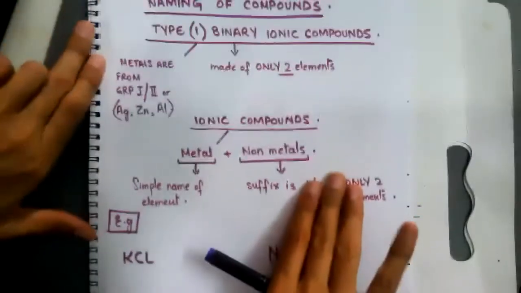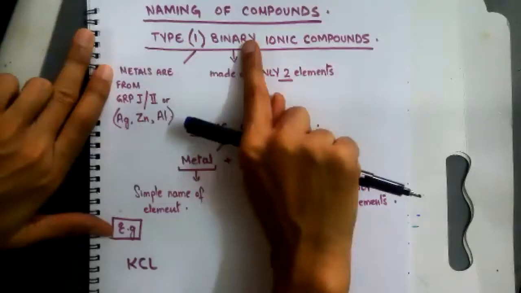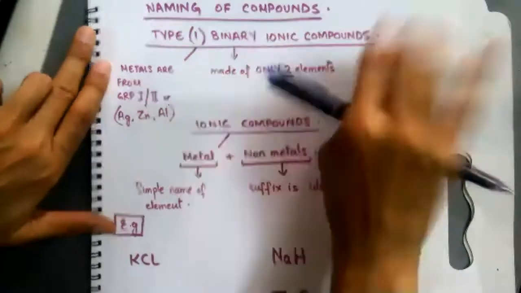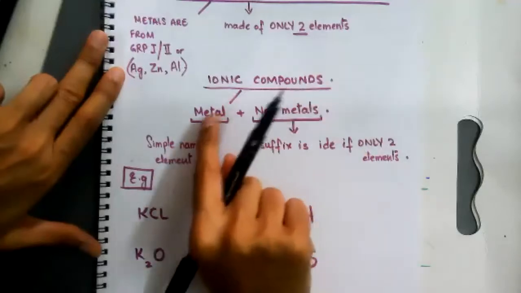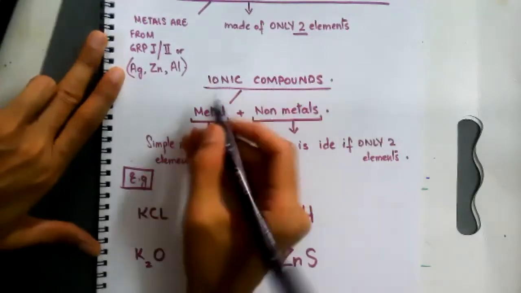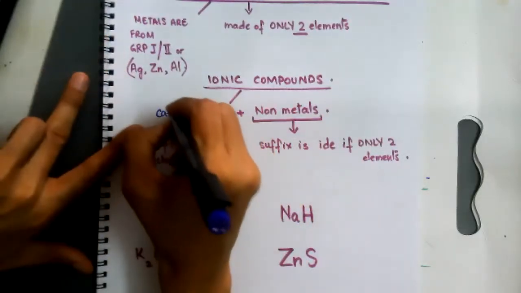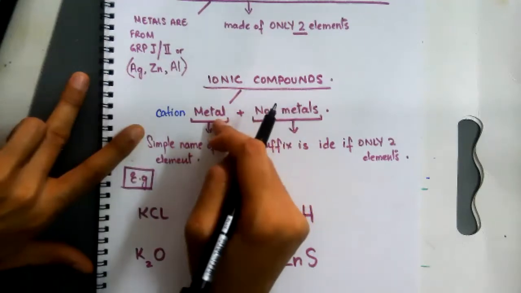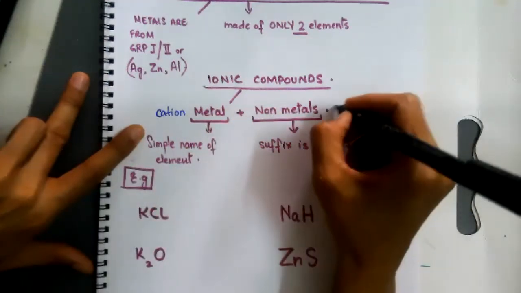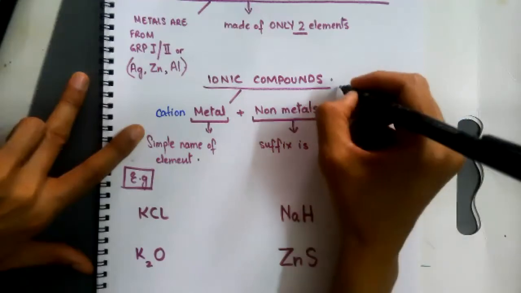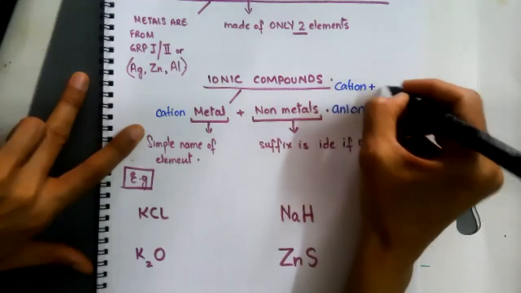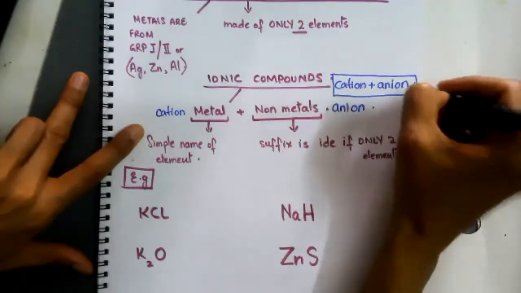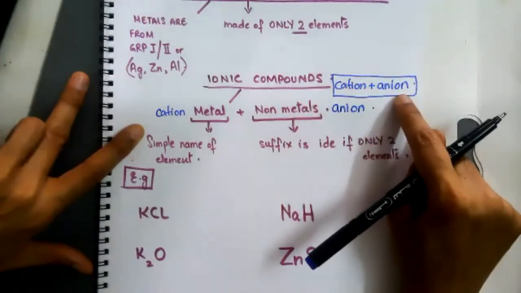So simple. Again, I'm starting with type 1 binary ionic compounds. Binary means made up of only two elements. We all know this. An ionic compound is usually a metal and a non-metal, but basically it is a positively charged cation, not necessarily a metal. Usually it's metal, but not necessarily. Non-metals are anions. So basically it's cation plus anion, to be specific, positively charged and negatively charged.